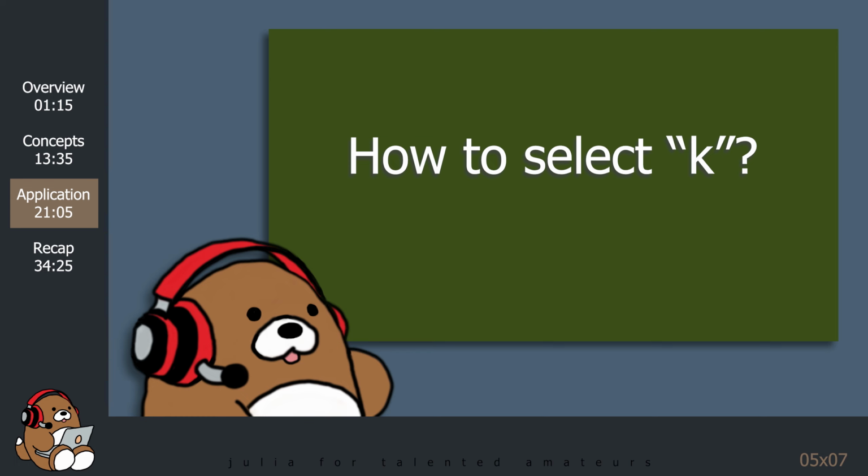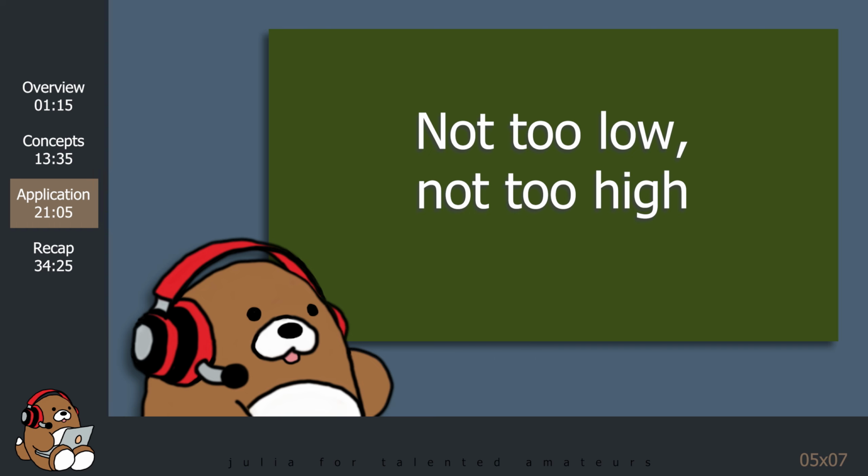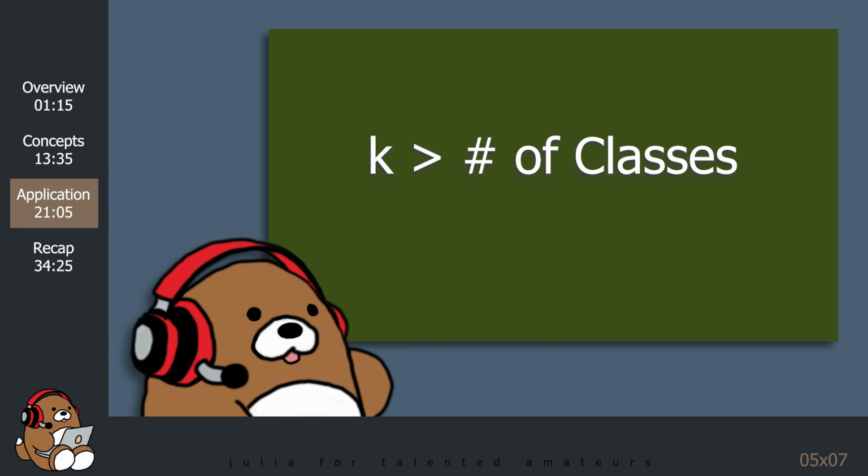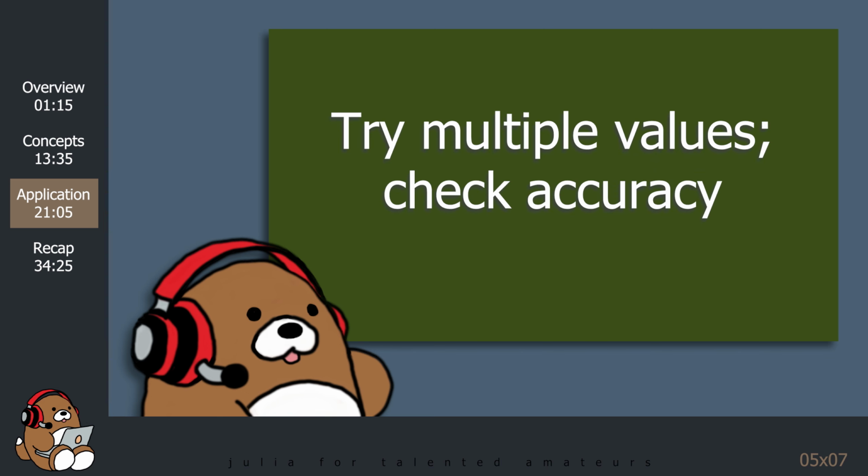So you can see that selecting the value for k is very important when using the KNN algorithm. Unfortunately, there's no established method for selecting the value of k. So here are some common sense tips when trying to decide the value of k. The value of k should not be too low or too high. In most cases, the value of k should be an odd number to avoid having tie votes. The value of k should be greater than the number of classes. Try different values of k to see how they impact the accuracy score.